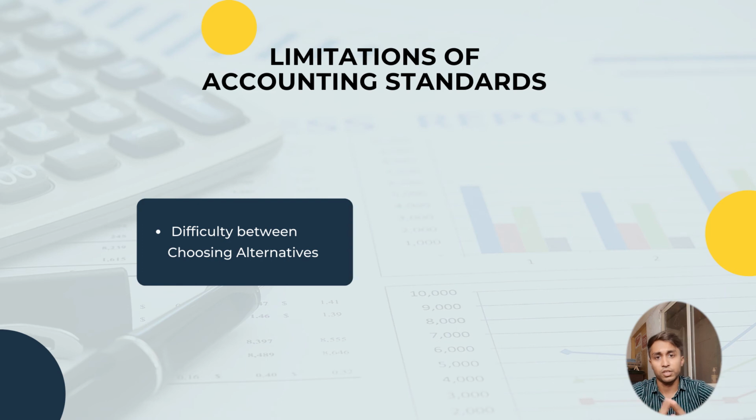So there are two limitations of the accounting standard. First one is the difficulty in choosing between alternatives, and the second one is a restricted scope. So these were the limitations of the accounting standard.